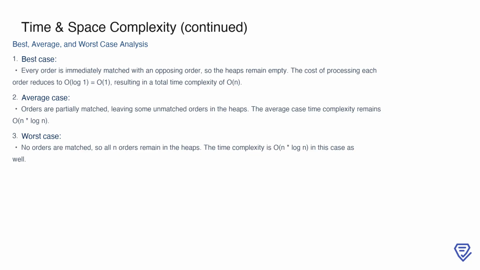In the worst case, no orders are matched. This means all n orders remain in the heaps, and each heap operation continues to cost O(log k), where k is the size of the heap. Even in this scenario, the overall time complexity remains O(n * log n).